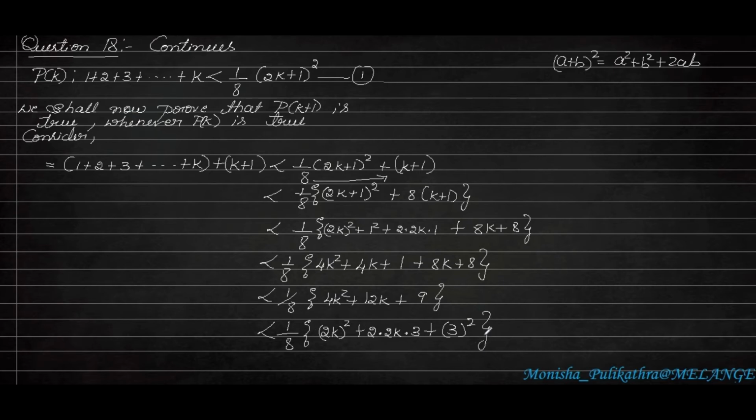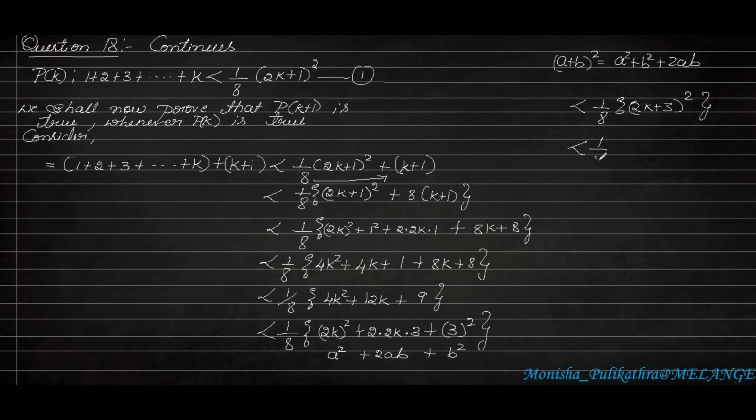Okay. So now this equation has become a form of A square plus 2AB plus B square. A is 2K and B is 3. So 2 into 2K into 3 is 12K. 4K square is nothing but 2K square and 3 square is nothing but 9. So this whole equation we can write in the form of 1 by 8 into 2K plus 3, that is A plus B whole square. Right? A plus B whole square.